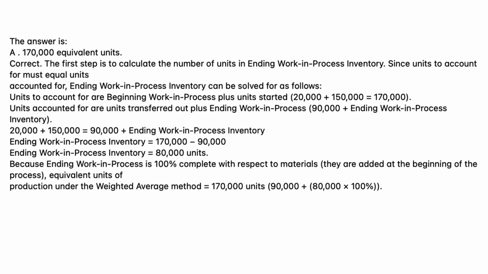Because ending work-in-process is 100% complete with respect to materials, they are added at the beginning of the process. Equivalent units of production under the weighted average method equals 170,000 units, 90,000 plus 80,000 times 100%.